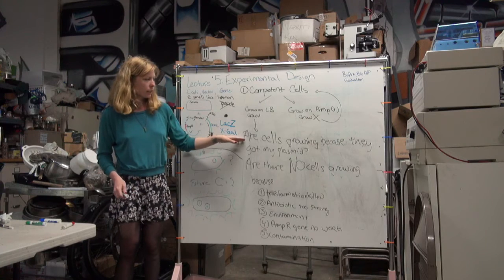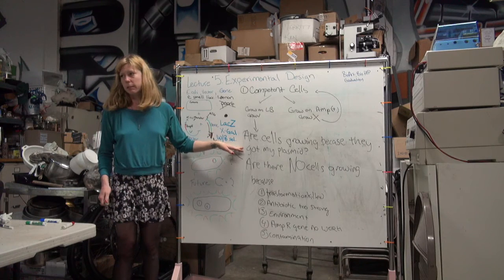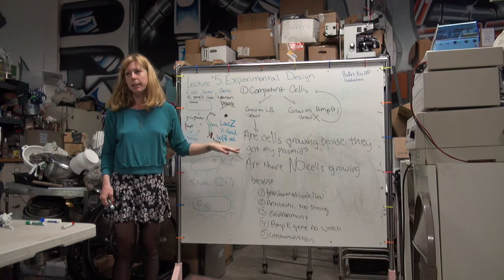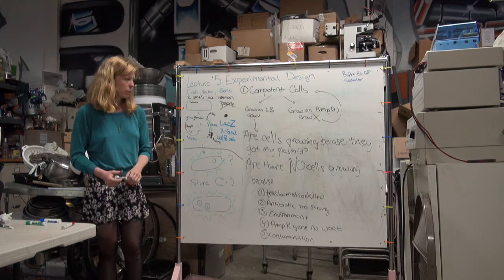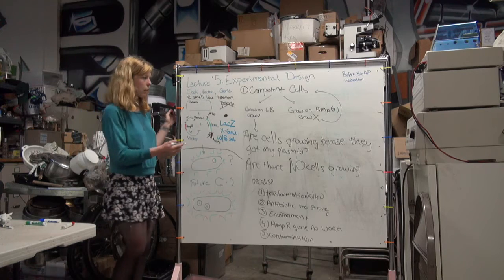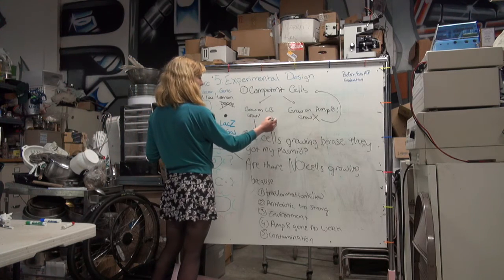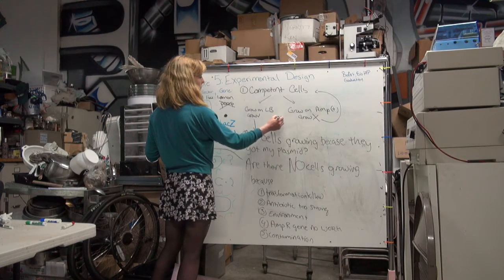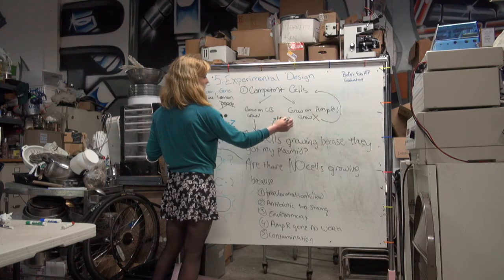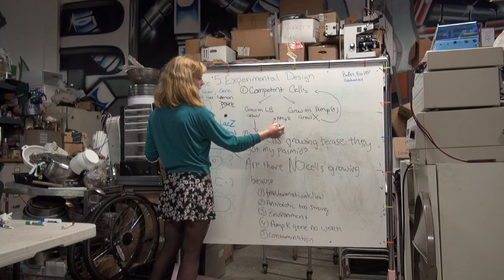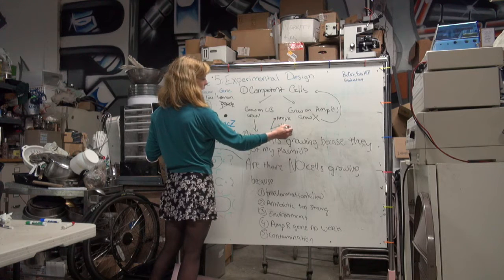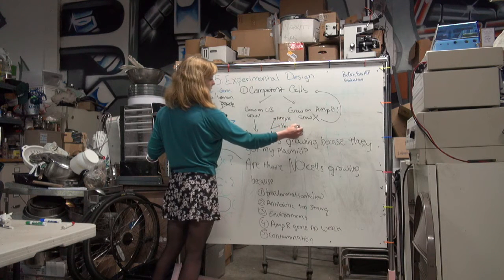But you still ask, are the cells growing because they got my plasmid? That's the first one. We can also itemize that one out as well. Because in order to grow, they should be AMP resistant and have the plasmid. These could be one and the same, but I'm breaking them apart.